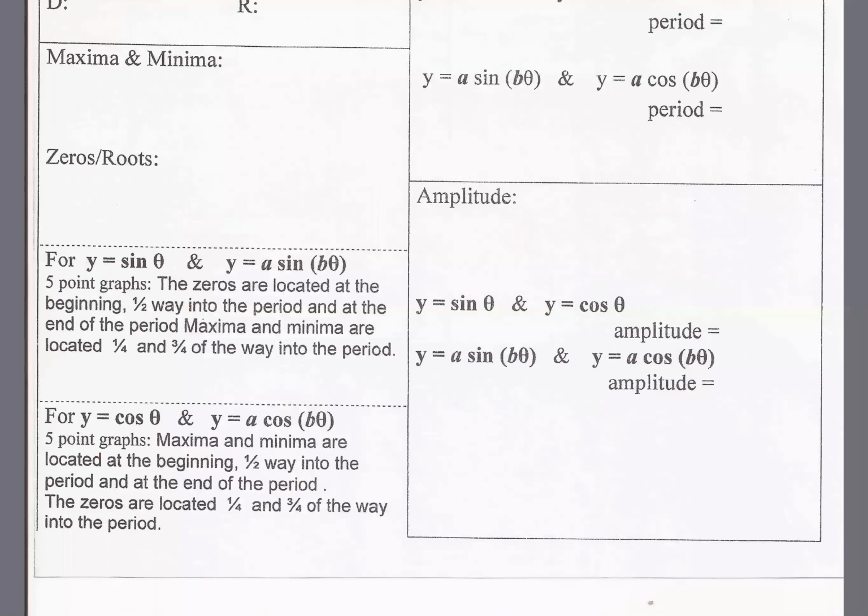Okay, so maxima and minima, that's the highest point and the lowest point. Maxima are the high points. Minima are the low points. And then zeros and roots, those are the x-intercepts.